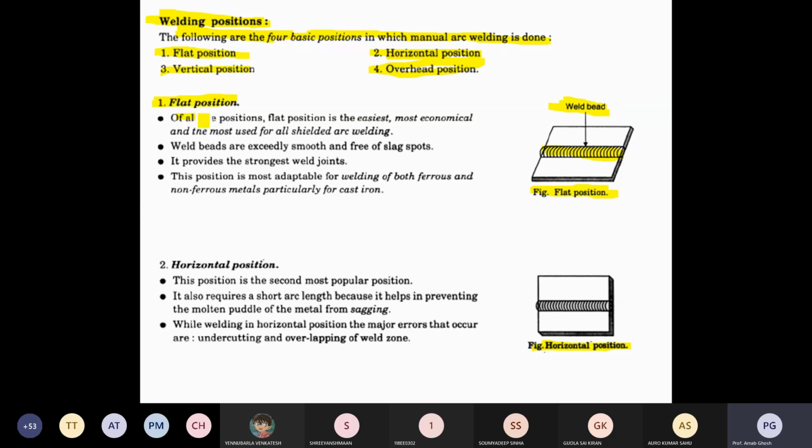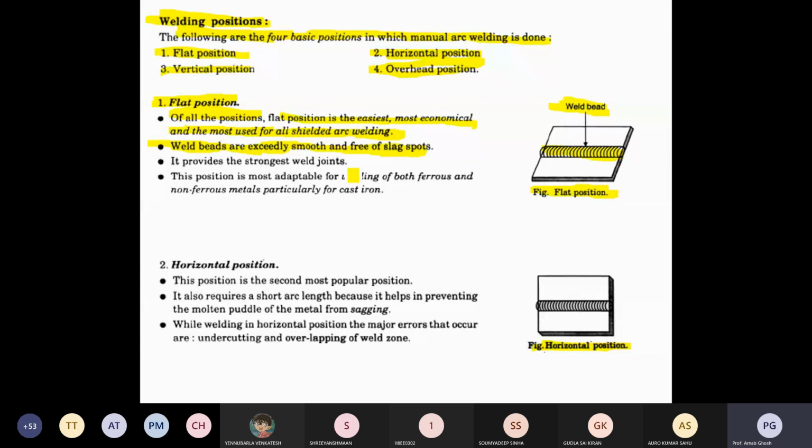The flat position is the easiest, most economical, and most used for all shielded arc welding. Most simple and easiest. The weld bed is exceedingly smooth and free of slag spots.